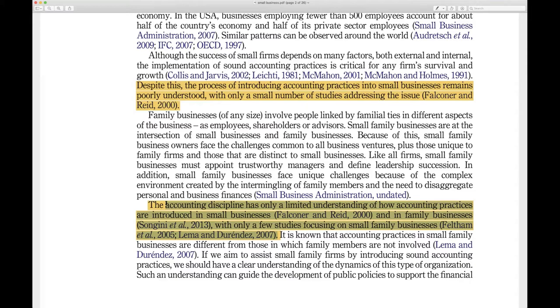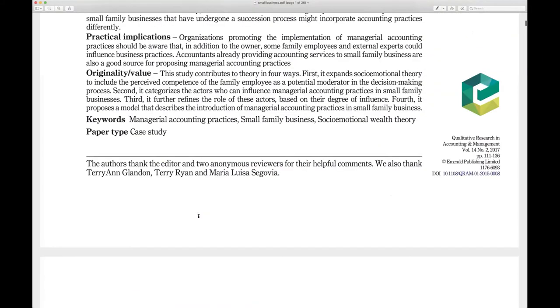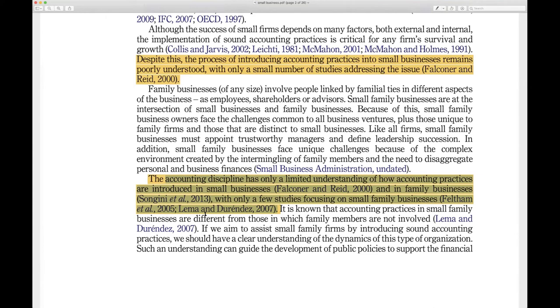Big again, tick. This paper was published in 2017. The gaps are coming from 2000, that means that has not been addressed though. 2007, 2013, you see how they have been used well. Remember I told you that don't just go and rely on 2000. You have to be very careful that you can get some contemporary ones to support you. So he has spread it very well. So in the family business, since 2007, we don't know much.